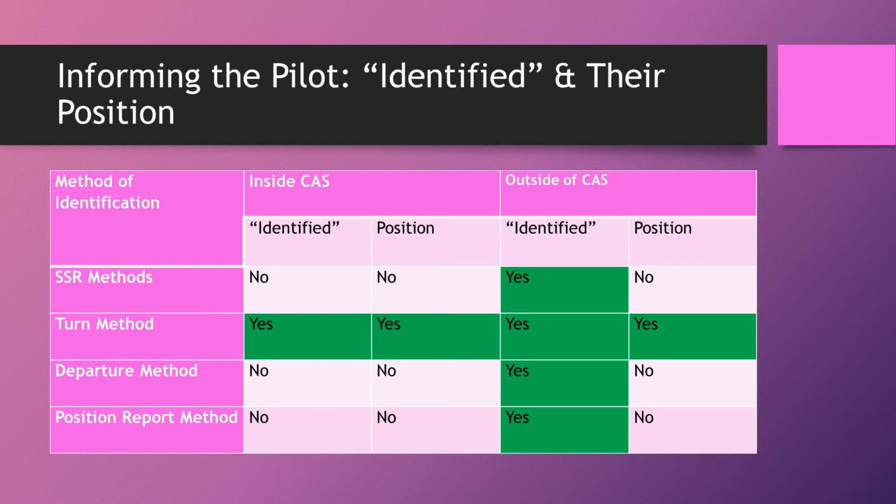Likewise, it's the same with the position. Now, outside controlled airspace, you tell them they're identified whenever you use any method at all, but you only tell them their position when you use a turn method. The position is a real logical one. The turn method is the only method you've used to actually turn them off their own navigation. So therefore, you're telling them where they now are, so that they aren't lost. But the other method, you haven't turned them off, so there's no need to tell them their position.